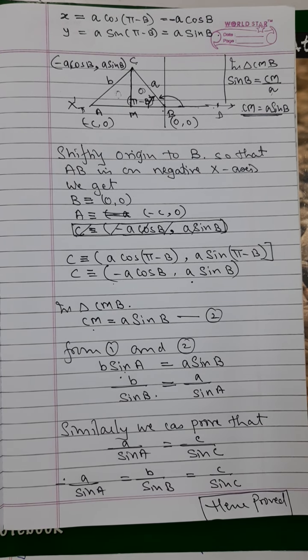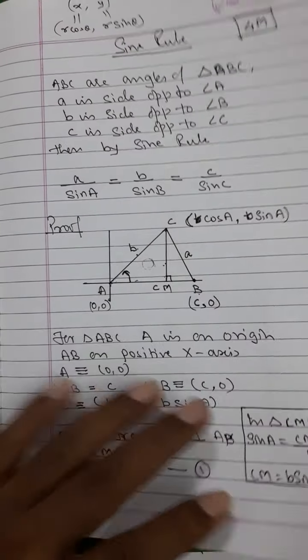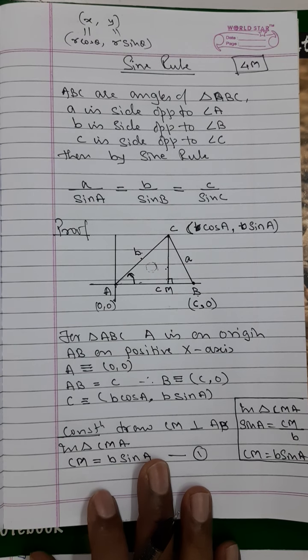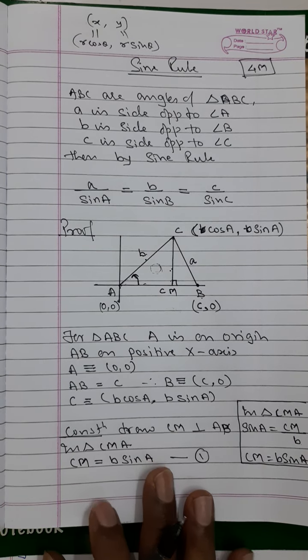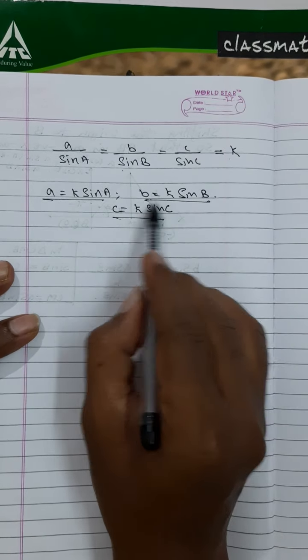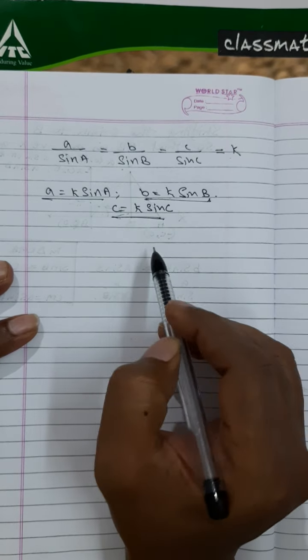Of course, we have to understand this rule very, very strongly, and it is very, very strongly used. All the three rules are very important: sine rule, cosine rule, and projection rule. This rule, as I told you, you can use in this fashion also: A is equal to k sin A, B is equal to k sin B, and C is equal to k sin C.